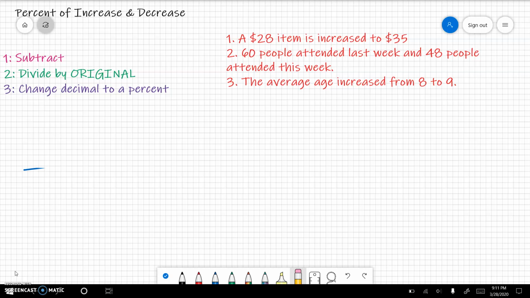But it doesn't have to be money, it could be anything. It could be about the number of people who attended the Christmas concert in 2018 compared to 2019. And instead of looking at it as the number of people, we could look at it as a percentage. So that's really all we're doing today.